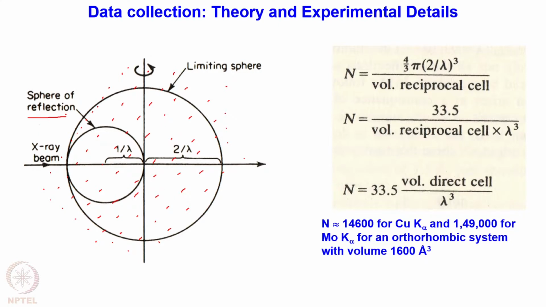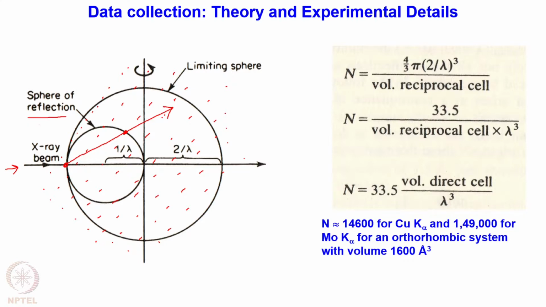Hope you remember that we have shown one animation where it was shown that if we shine X-rays from one side and the crystal is kept here, as soon as one of the points meet the circumference of this Ewald sphere, a reflection is generated. This is the X-ray diffraction, X-ray diffracted beam that is then recorded using a detector.